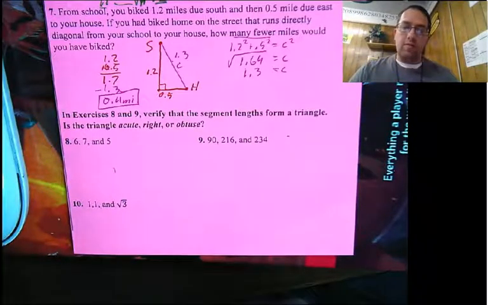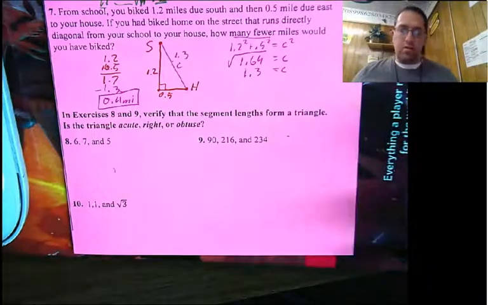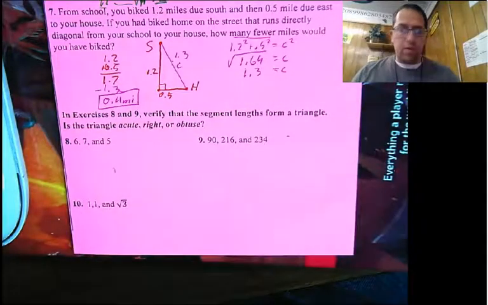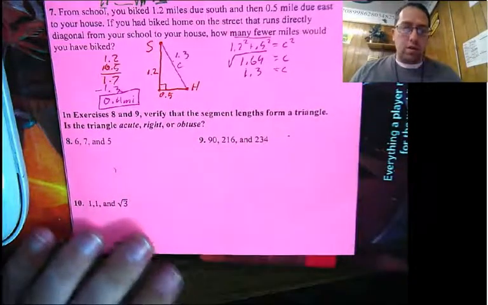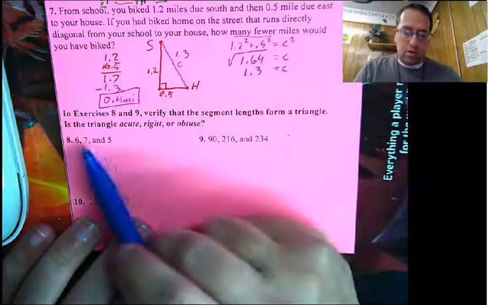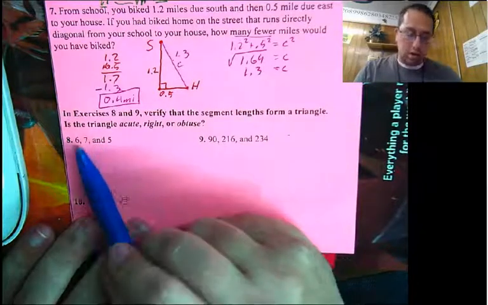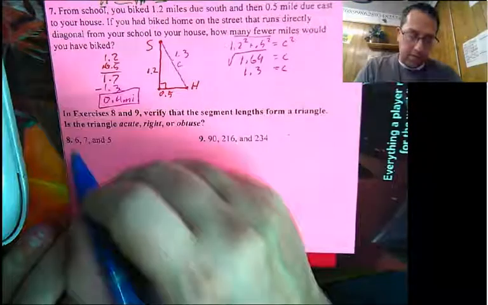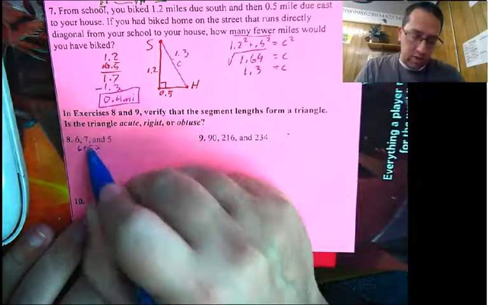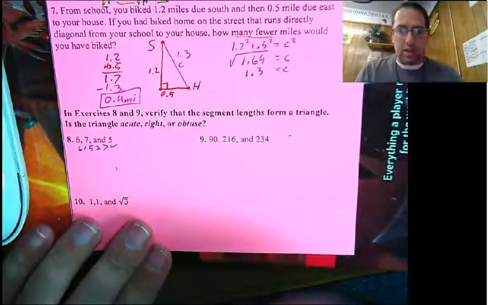Okay, so first we have to verify that these really are going to be a triangle, because if it's not a triangle, then it's not acute, right, or obtuse. And if you remember, the triangle inequality theorem says that for any triangle, the two smaller sides will add up to be more than the longer side. So the smaller sides here are 6 and 5. So 6 plus 5 has to be greater than the other long side, which is 7. And that works out. So yes, it is a triangle.